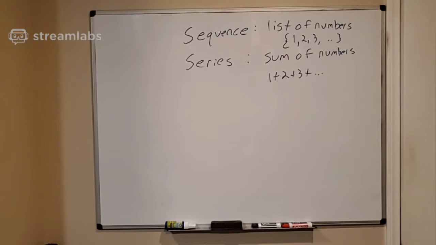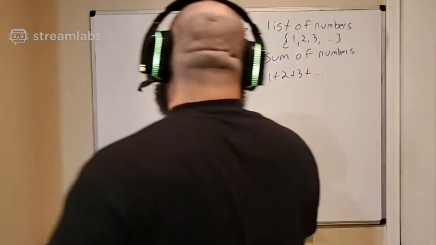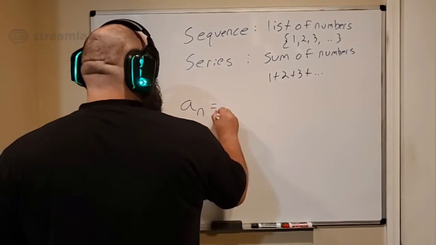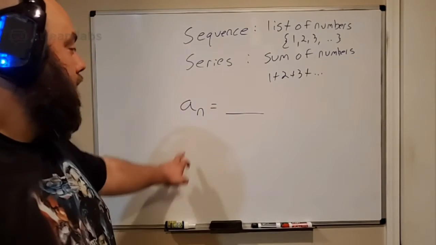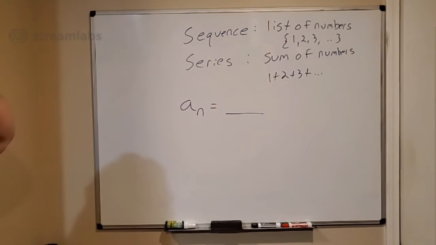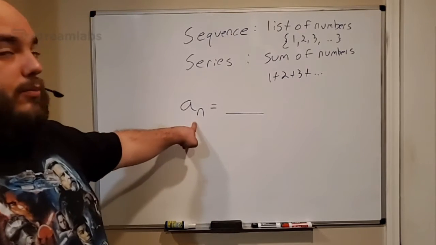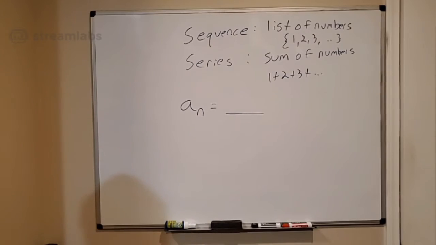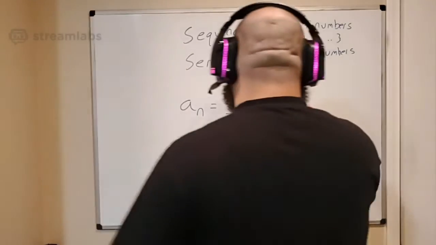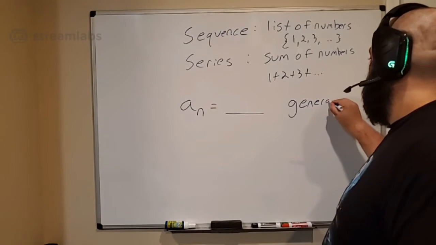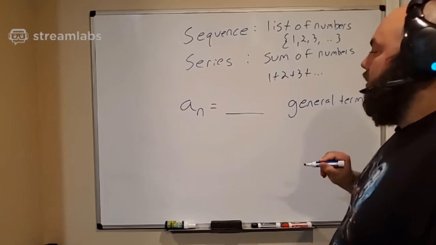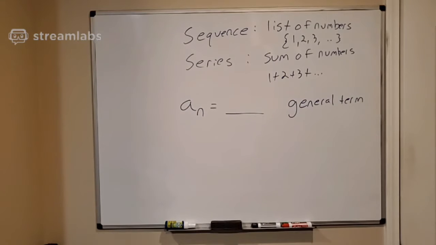Now, when we talk about a sequence of numbers, we usually write it in the form a sub n equals blank. n is what we call our index, basically. So for instance, we could have a sub 1, a sub 2, a sub 3, a sub 4, a sub 5. All this relates to is what we call our general term, and it represents just the generic term. It could be any one. So if I want to find the first term, the second term, the third term, the fourth term, the fifth term, that's what n would be.